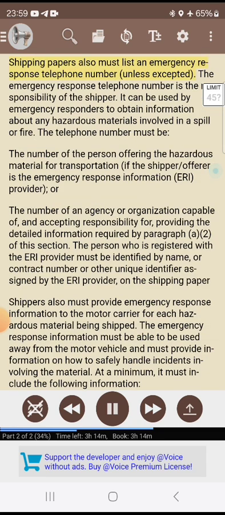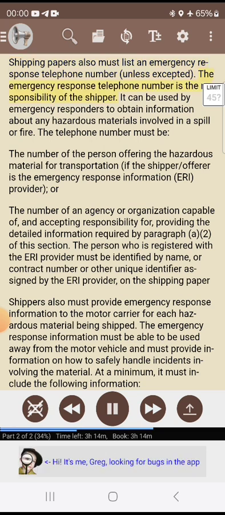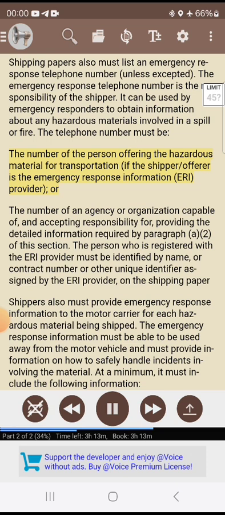Shipping papers also must list an emergency response telephone number, unless accepted. The emergency response telephone number is the responsibility of the shipper. It can be used by emergency responders to obtain information about any hazardous materials involved in a spill or fire. The telephone number must be the number of the person offering the hazardous material for transportation, if the shipper offerer is the emergency response information (ERI) provider, or the number of an agency or organization capable of, and accepting responsibility for, providing the detailed information required by paragraph A2 of this section.